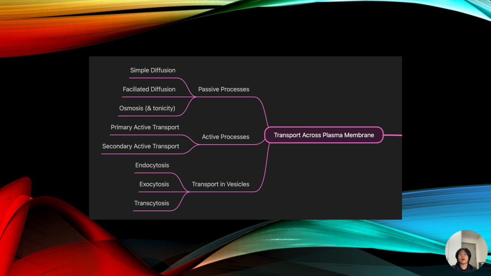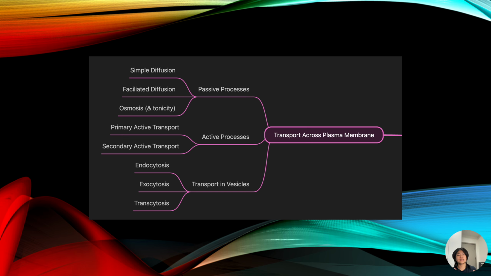Basically the sodium-potassium pump acts as an ATPase, which is an enzyme that hydrolyzes ATP.